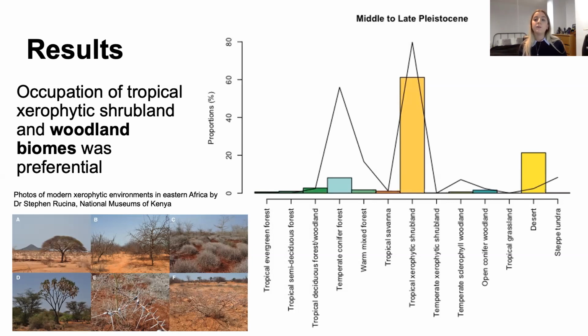But most importantly, we found that the proportion of sites with access to woodland biomes is much higher than is generally found across the landscape. We also found that all of the sites without access to tropical xerophytic shrublands were ecotonal, so they occupied the boundaries between multiple biome types. And engagement with new biomes tended to occur on the periphery of the home range. So together, this suggests that when expanding beyond the widespread and widely occupied shrubland settings, populations preferred the rarer areas with access to a diverse range of resources that would have allowed them to sustain themselves.